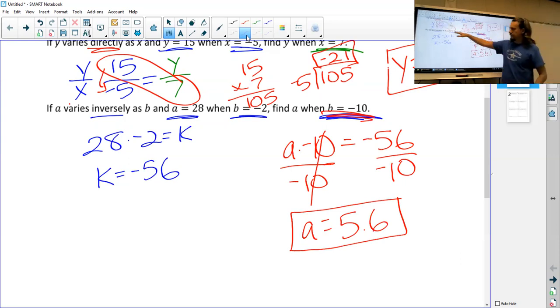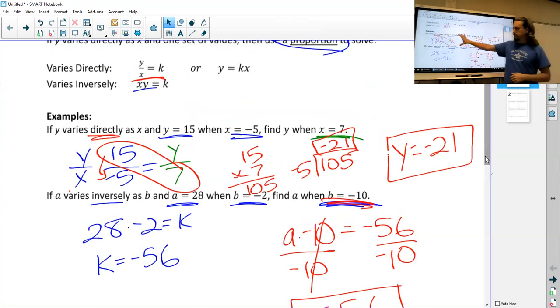Basically, all it is, take the original two numbers, multiply them together, and then divide by the remaining number. That's it, every time. Inverse variation. Multiply, then divide. Direct variation, create a proportion, cross multiply and divide.